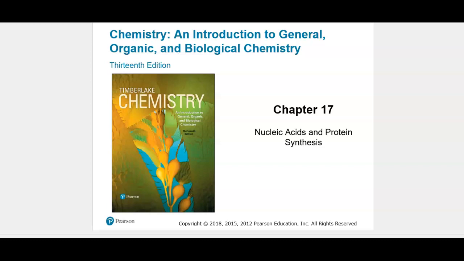Hello, this is section 17.4 of chapter 17 on nucleic acids. The topic for this segment is going to be RNA and transcription. We've already talked about the structure of DNA and DNA replication, the double helix, and the structures of nucleic acids in general. Now we're going deeper into this. We're going to be talking about the role of ribonucleic acid in protein synthesis.